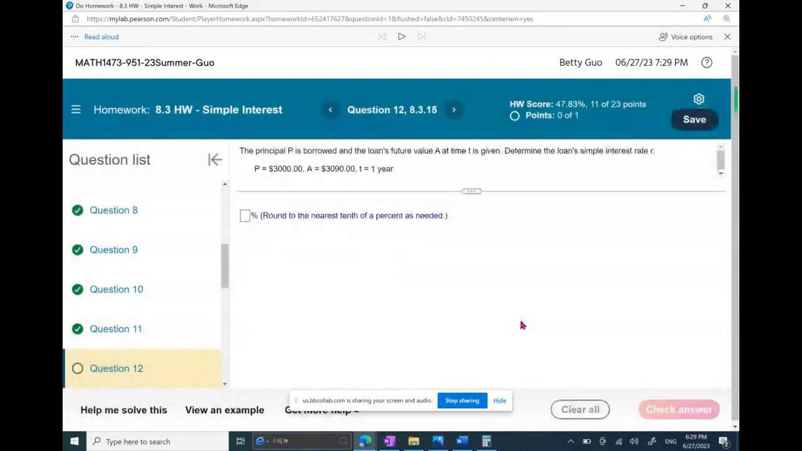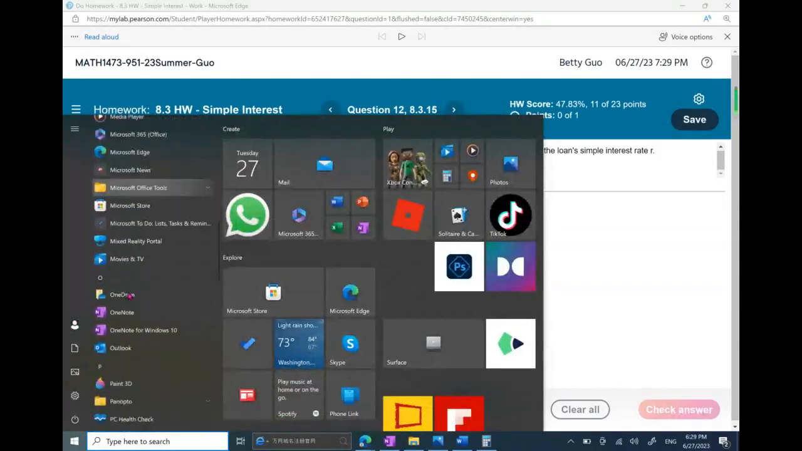So far, nothing has been challenging. The only thing we need to be careful about is the T. When T is in months or in days, we have to convert to the corresponding years and then plug into the formula. This problem determines the simple interest rate. Okay, we need a little bit of work. Let me see if I can use the snipping tool.